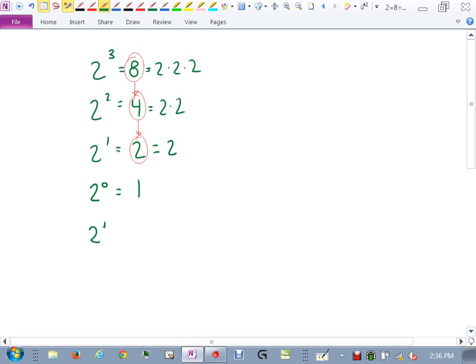And then if you go 2 to the negative 1, what happens? You cut 1 in half, so you get 1/2. And you go 2 to the negative 2, you cut 1/2 in half, and you get 1/4. And then you can keep on going, right? That's just to show it by a pattern.